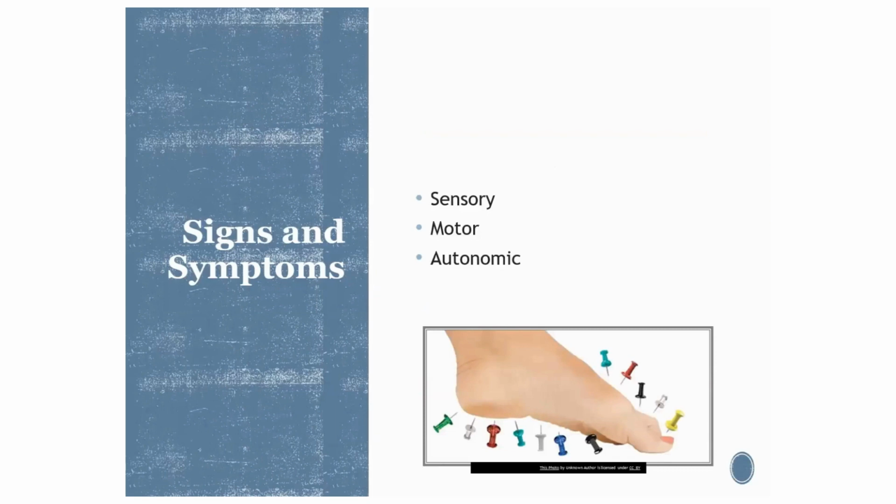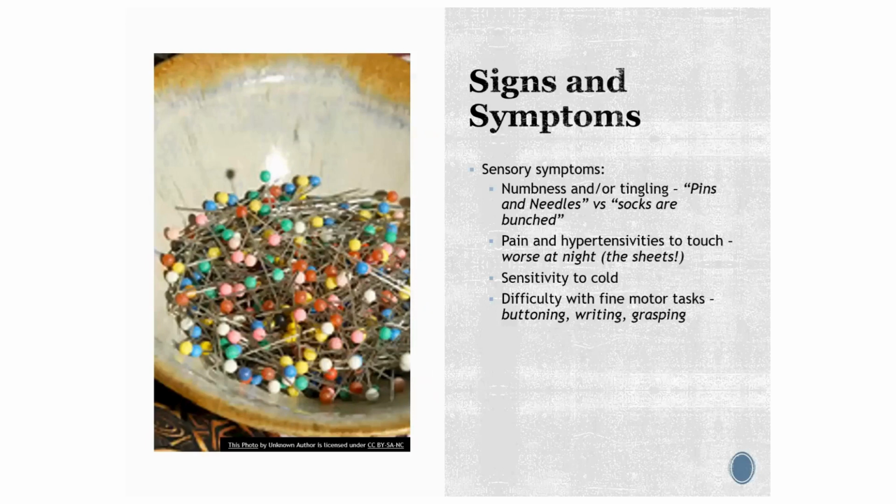So some symptoms to look out for that we typically will treat: you have your sensory, your motor, and your autonomic. The sensory symptoms we'll hear often are pins and needles, or people will report that their socks feel bunched up under their feet when they're walking, or there's pain and hypersensitivity, like to the sheets, sensitivity to cold, and then difficulty with fine motor tasks. If you think about when you can't feel things, that often comes with trying to turn your keys, trying to write. All of these little things can really add up when you can't necessarily feel, or you can't generate that strength in the tips of your fingers.